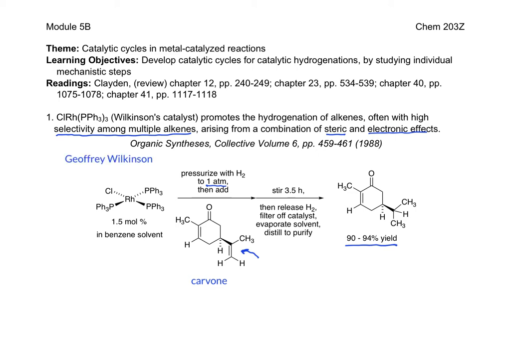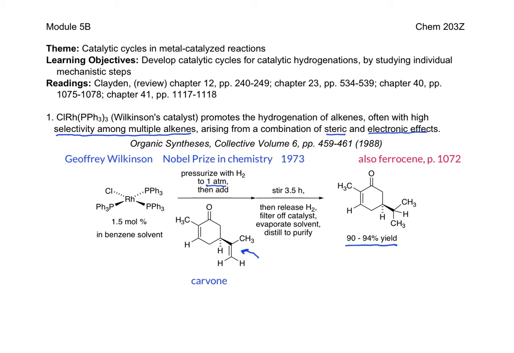Geoffrey Wilkinson won a share of the Nobel Prize in Chemistry in 1973 for this and other discoveries, most notably the structure of ferrocene, which shows up on page 1072 of the textbook, but will actually not be covered in this course.